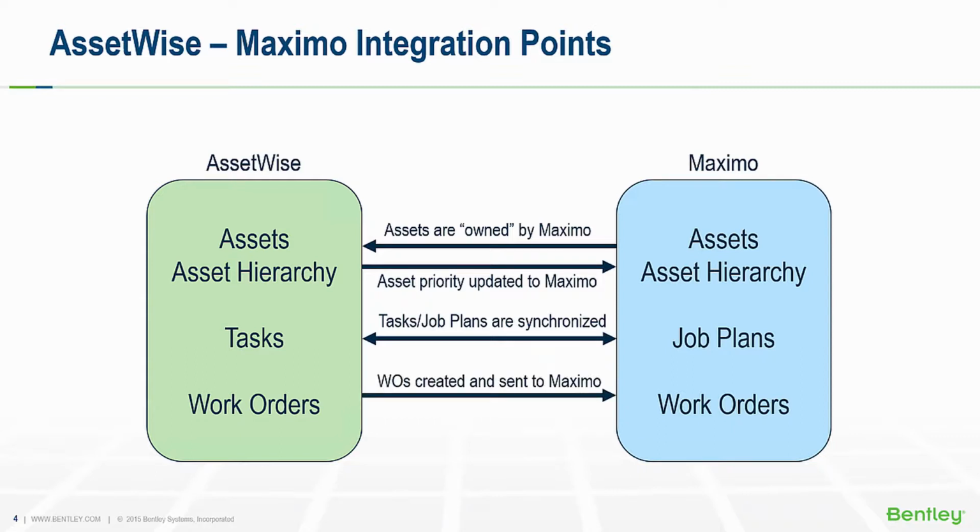One of the most important integration points is work orders created in AssetWise that are sent to Maximo. AssetWise users track asset performance information to know when an asset is trending towards failure. The information collected triggers an alarm in AssetWise, and a work order is created in acknowledgement of this alarm. I'll demonstrate this in just a bit. As the status of the work order changes in Maximo, that status update is fed back to AssetWise. Let's go see this in action.